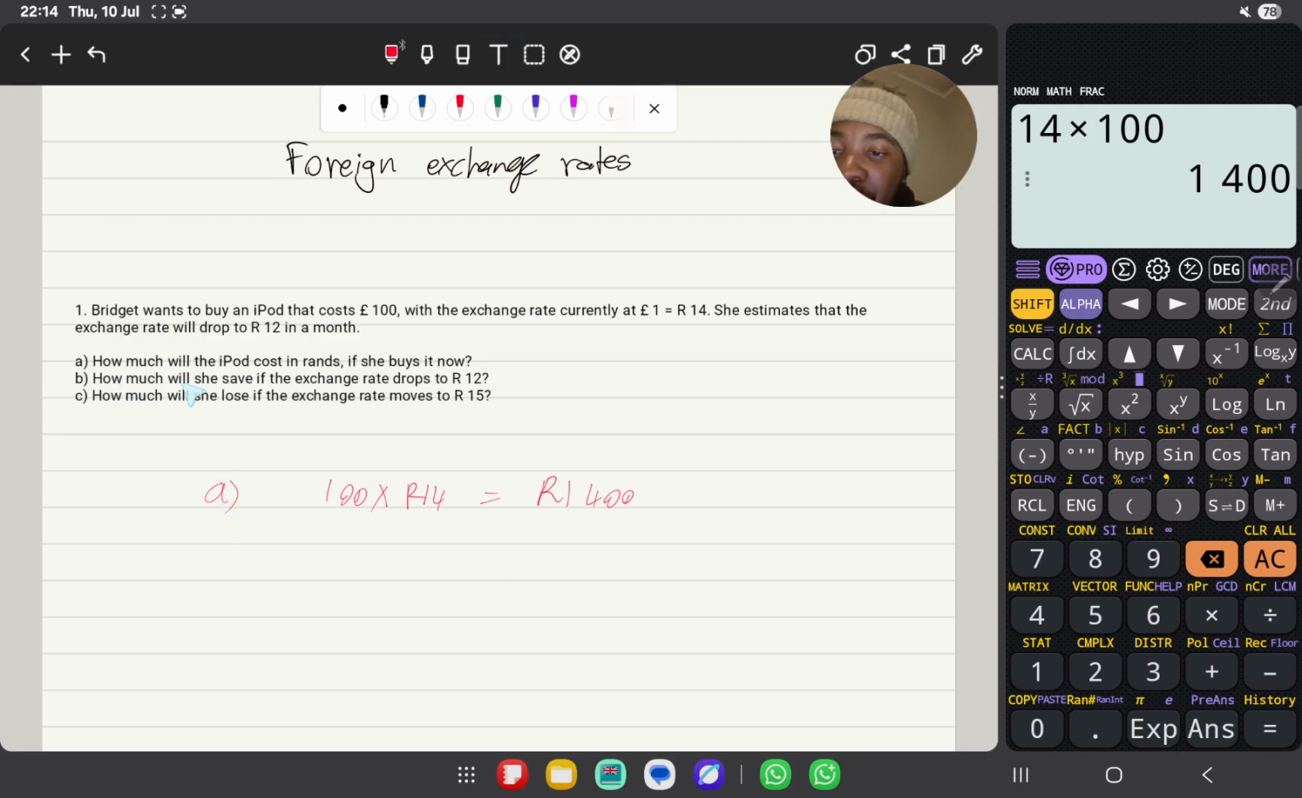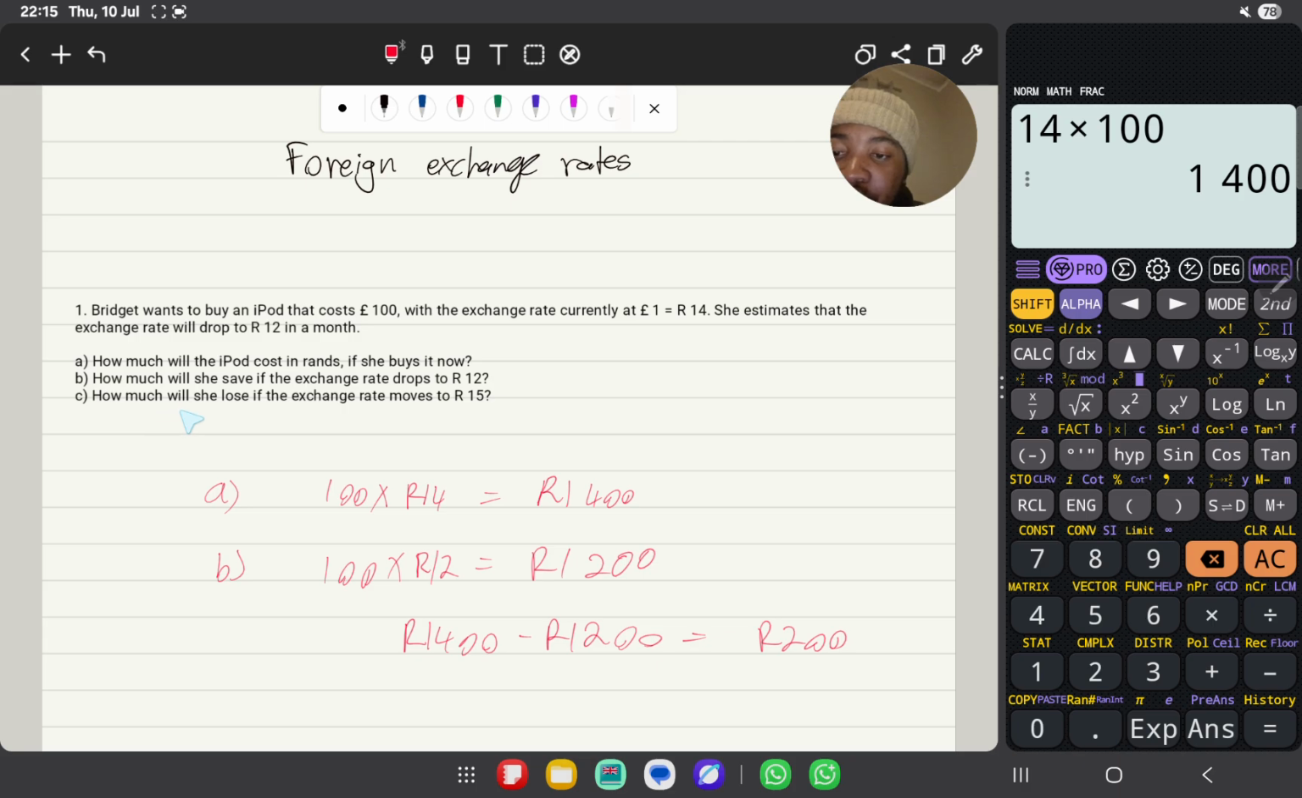And then how much will she save if the exchange rate drops to 12? To calculate now, you will still say 100, but now multiply by 12 rands, and you will get 1,200. So therefore she will save 1,400 minus 1,200, which is 200. So she will be saving 200 rands, right?